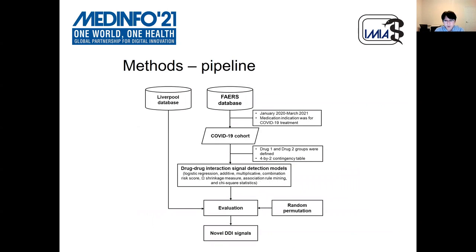This is the overall framework we use. We use the FAERS database to create a COVID-19 cohort and define drug groups. Then we created 4x2 contingency tables and 7 detection models were used to detect potential DDIs in the FAERS database. At last, we evaluated our results by comparing them to the Liverpool database and random permutation results.